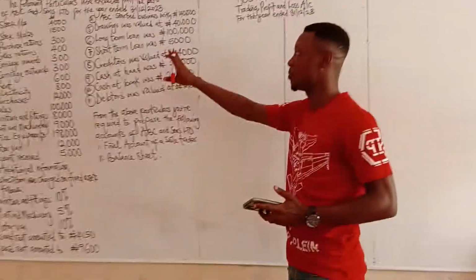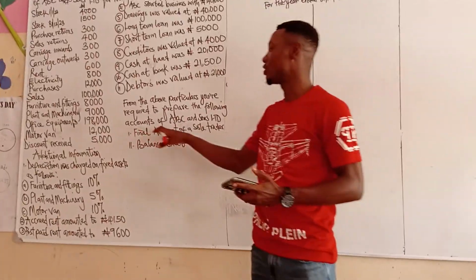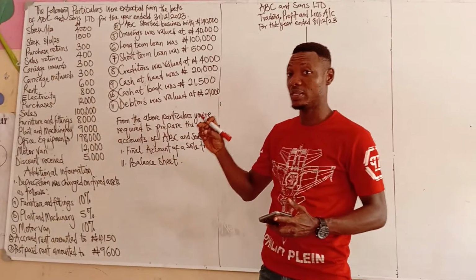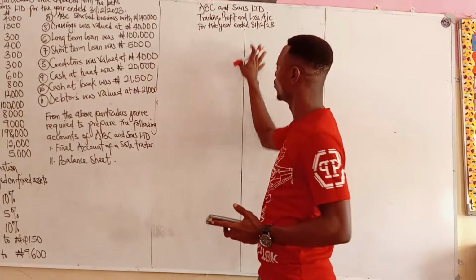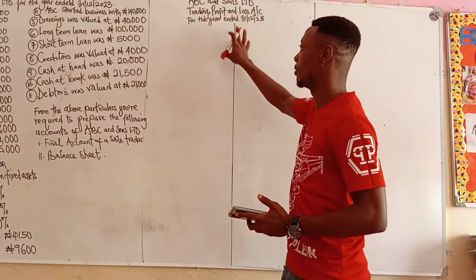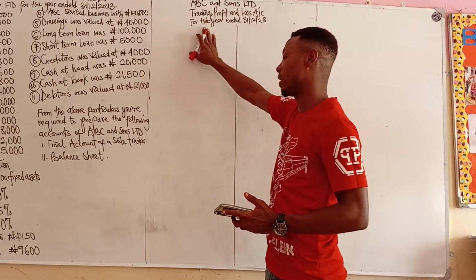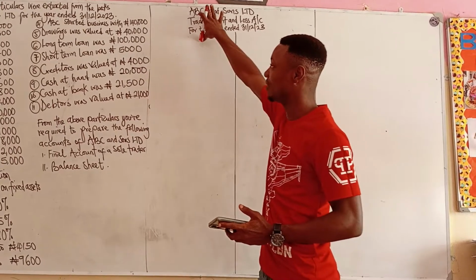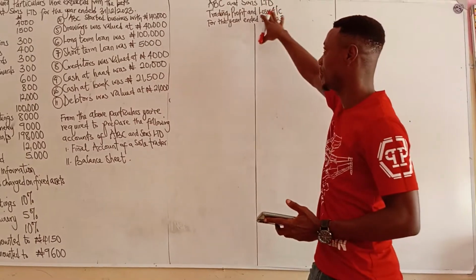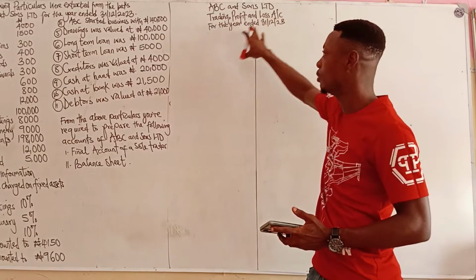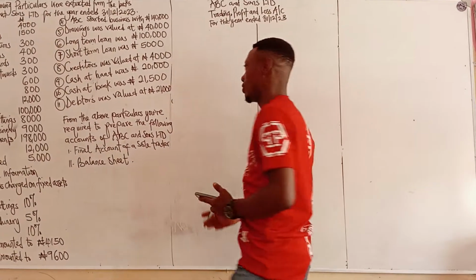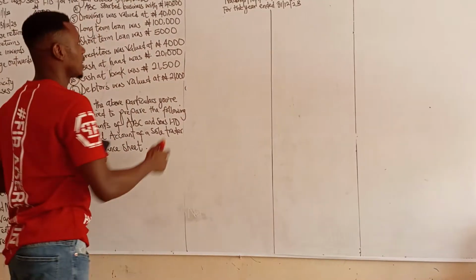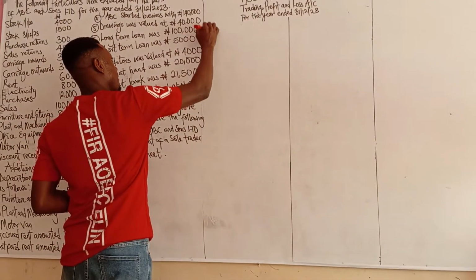Now, we've been given particulars to prepare the final account of a sole trader, which is the trading profit and loss account, and also to prepare the balance sheet. This is my ruling. I'm going to be using my vertical ruling for the final account of a sole trader. We already have our heading, ABC and Sons Limited Trading Profit and Loss Account for the year ended 31st/12/23, which is an accounting year. Then we'll start with our opening stock.